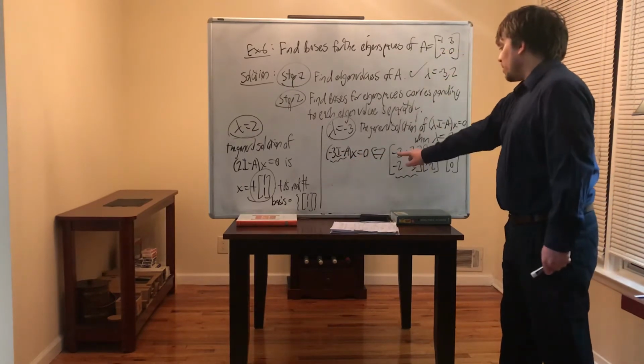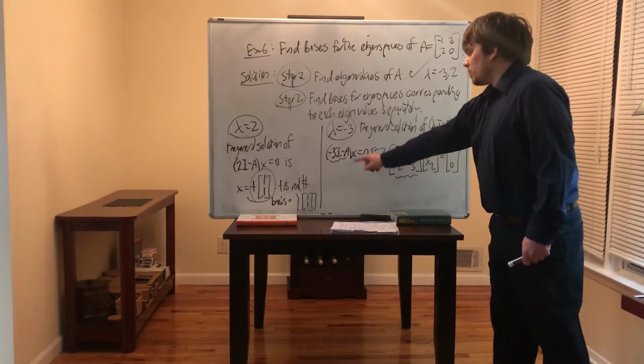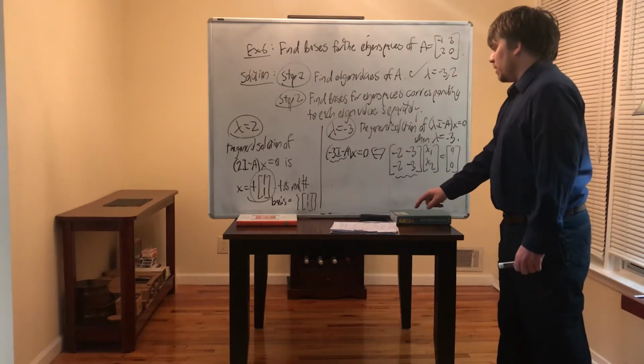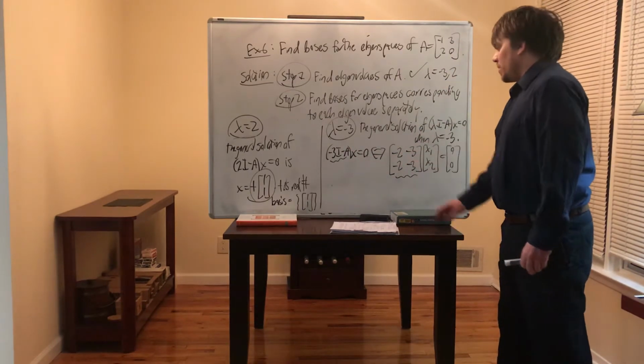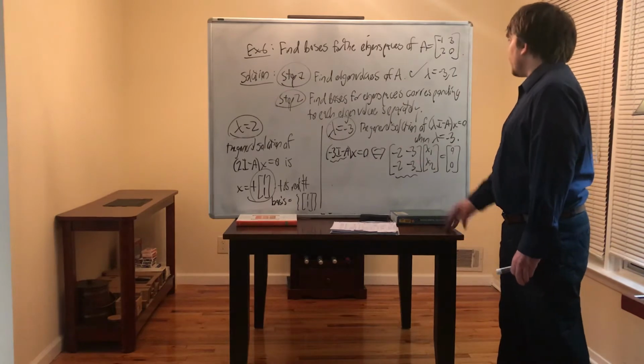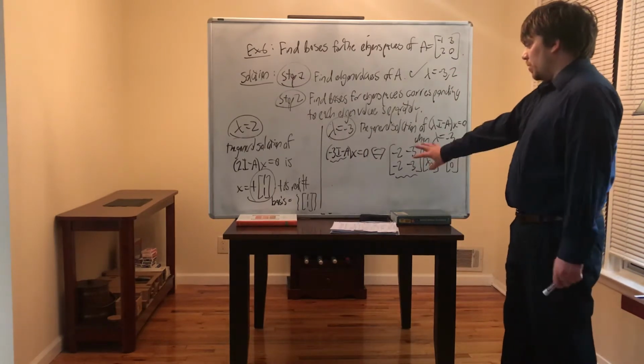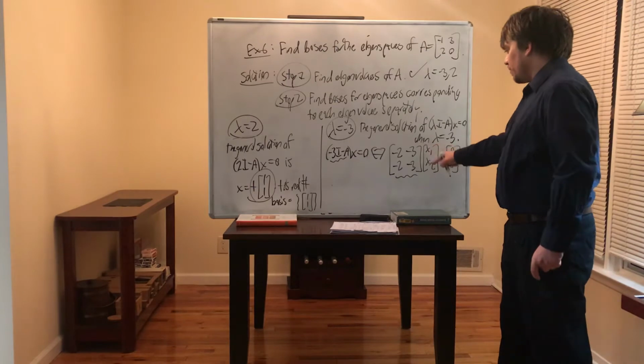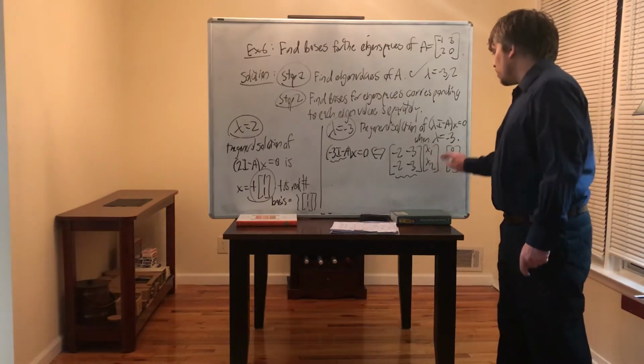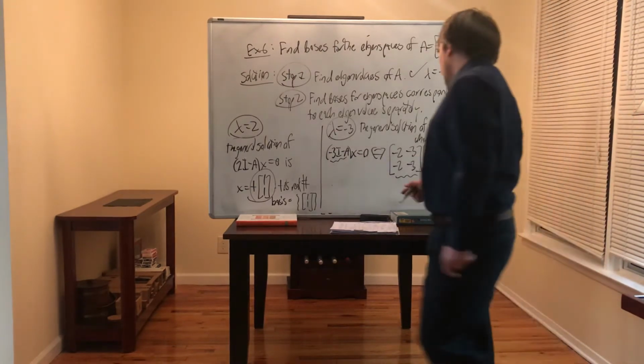-3 minus -1 is -2. 0 minus 3 is -3. 0 minus 2 is -2. Minus 3 minus 0 is -3. So, okay, we want to find the general solutions, to find all solutions, all these vectors that satisfy the equation.